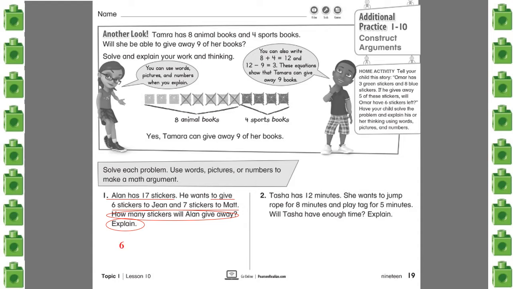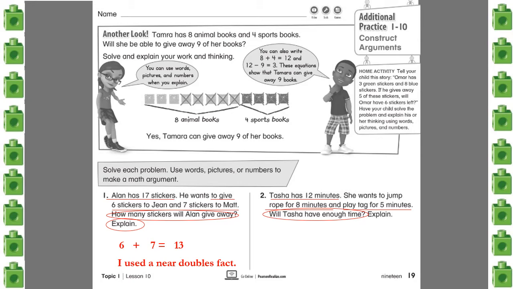So let's see. He wants to give 6 to one person, and then he wants to give 7 to someone else, and we want to know how many. Well, 6 plus 7. Now, how could we figure that out? We could use counters, unit blocks. We could make a 10 with 10 frames. You know all of the tricks by now. Well, I know that 6 plus 6 is a doubles fact. That equals 12. And one more would make 13. So the answer is 13. And how did I find that? I used a near doubles fact.